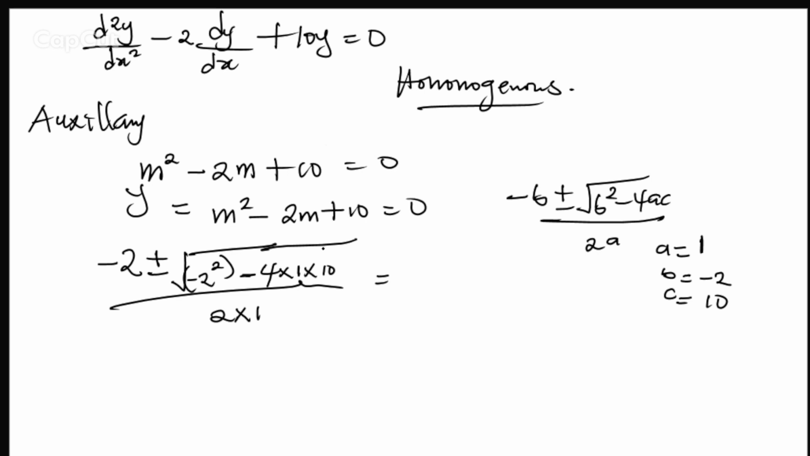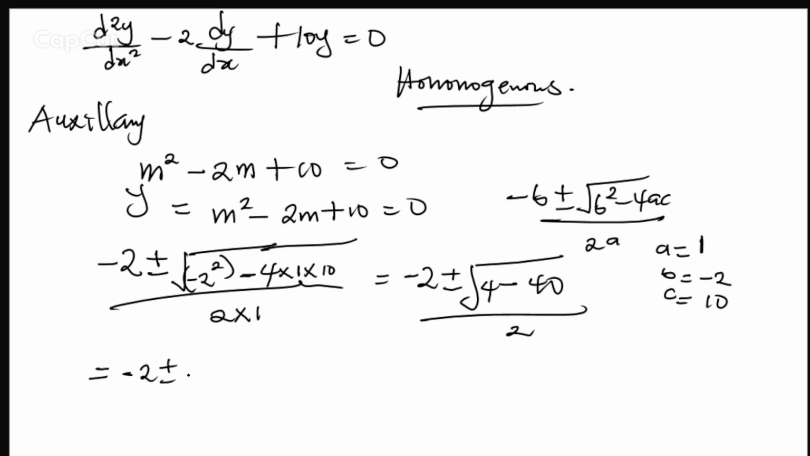Now if you do that, from our bracket here, we'll simply have minus 2 plus or minus. What we have inside this bracket will simply be 2 raised to the power of 2, which is 4. So you have 4 minus 4 times 1, which is 4, and 4 times 10 is 40. So 4 minus 40, divided by 2. Are we together? 4 minus 40 will give us minus 36. So what you have here will simply be minus 2 plus or minus the square root of minus 36, divided by 2.